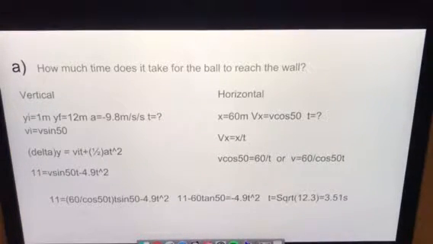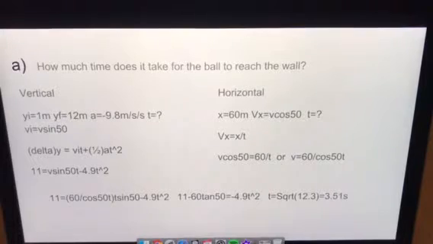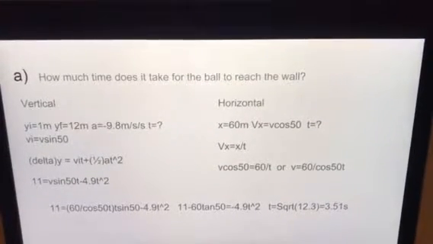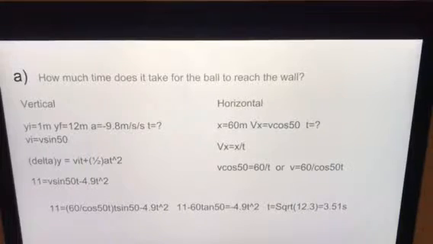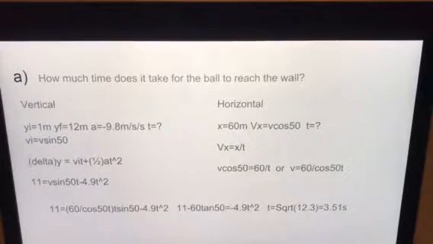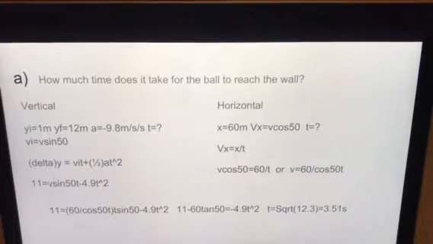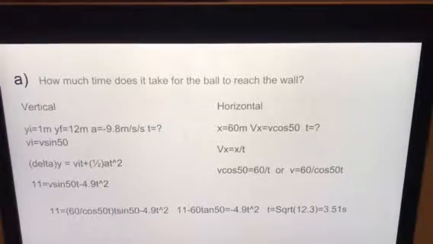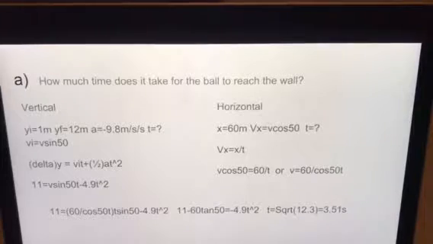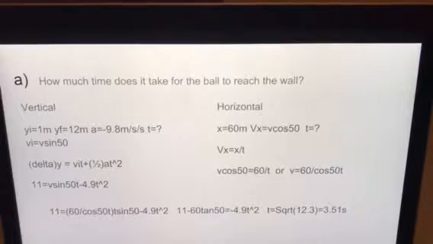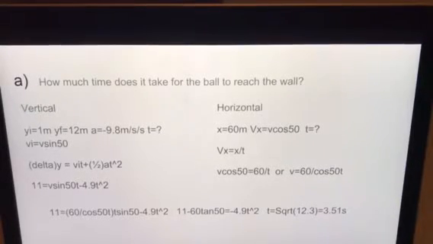For A, how much time does it take for the ball to reach the wall? For the vertical component of the cannonball, it's initially 1 meter above the ground, and it ends 12 meters above the ground because the castle wall is 10 meters and it goes 2 meters over. The acceleration is negative 9.8 meters per second squared because of gravity's constant on Earth. Time is the variable we're looking for. And the initial vertical velocity is the velocity times the sine of 50, because that's the angle of trajectory.